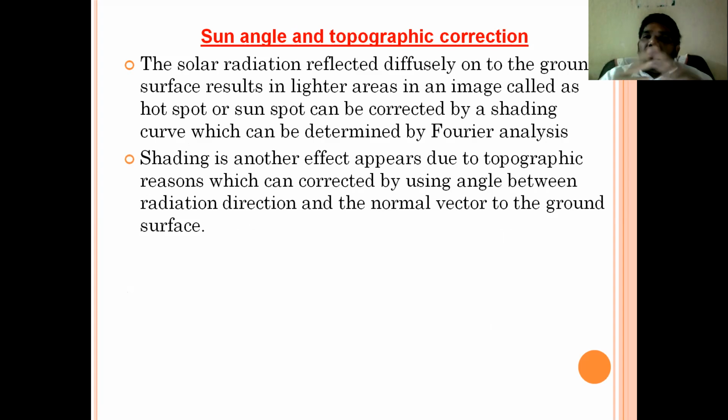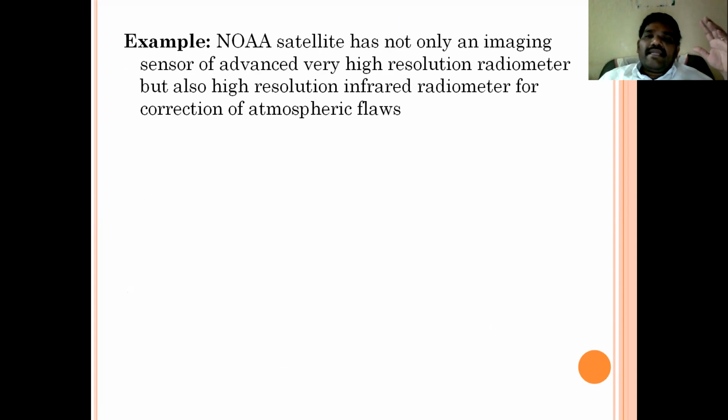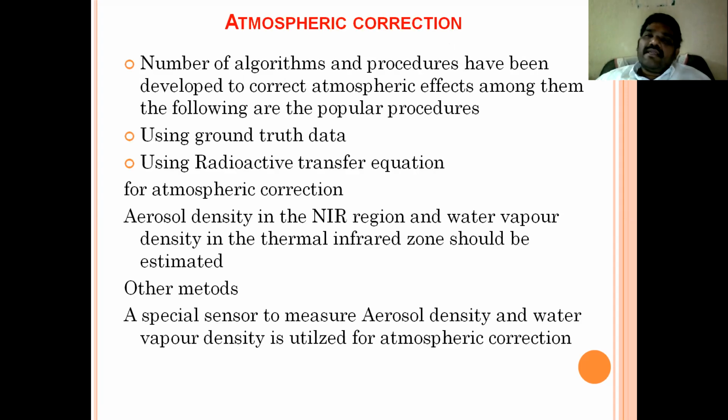Certain NOAA satellites have not only an imaging sensor, the advanced very high resolution radiometer, but also a high resolution infrared radiometer for correction of atmospheric flux. The NOAA satellite can also remove the atmospheric flux in the bands. This is what atmospheric correction is about.